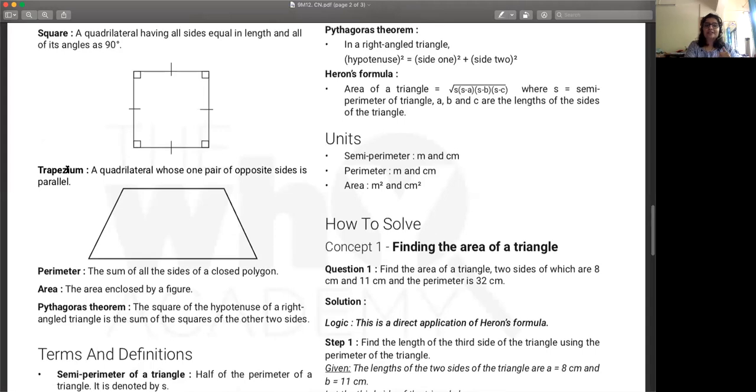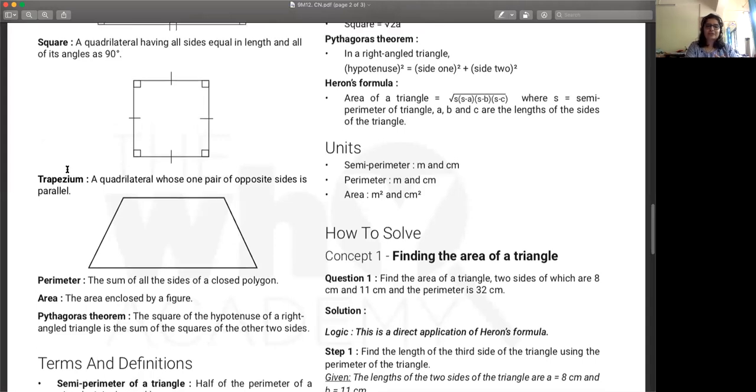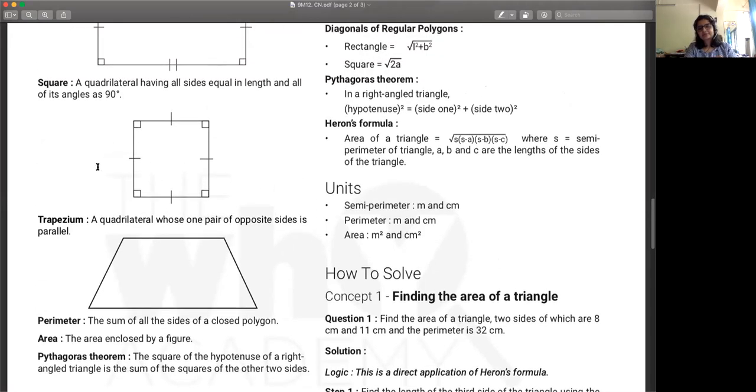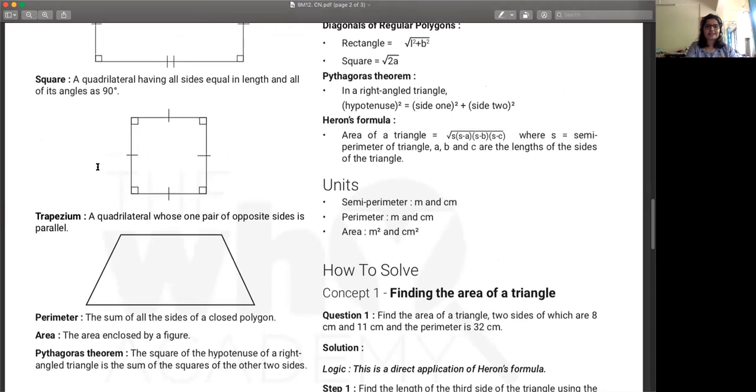And then you have the trapezium. So what kind of shape is a trapezium? Ma'am, diagonals are also equal for a rectangle, right? Or no? Yes, for a rectangle the diagonals are equal.